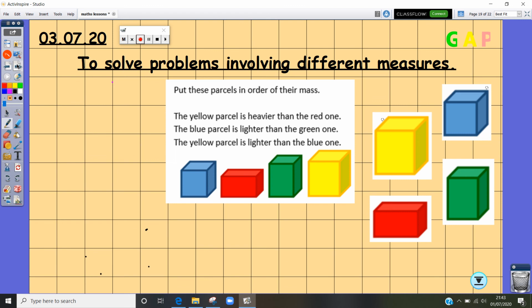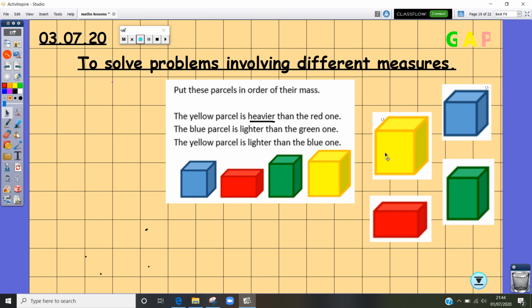Let's have a look at the next one. Now this one's quite tricky. I've actually copied the parcels to see if that will help me to try to put these in the correct order. So we're going to work through each clue and we're going to use our greater than and less than symbols from yesterday to help us to see if we can order these parcels. So it says we've got to put these parcels in order of their mass. So the first thing is the yellow parcel is heavier than the red one.